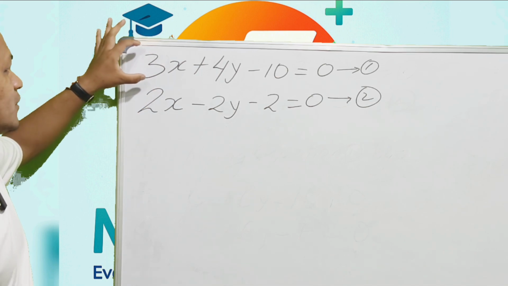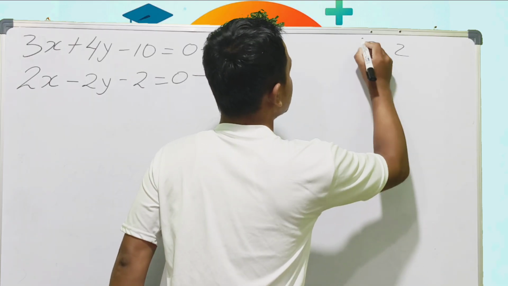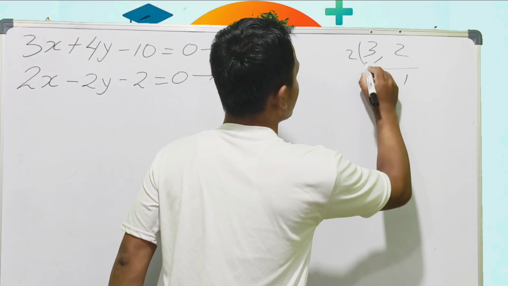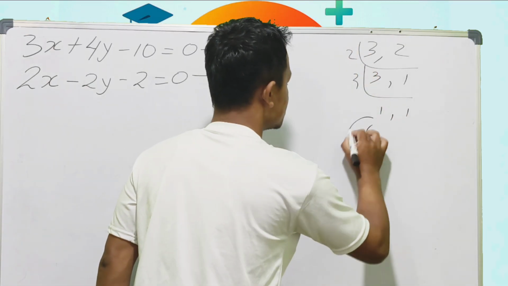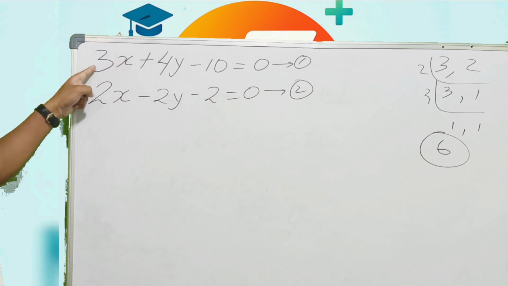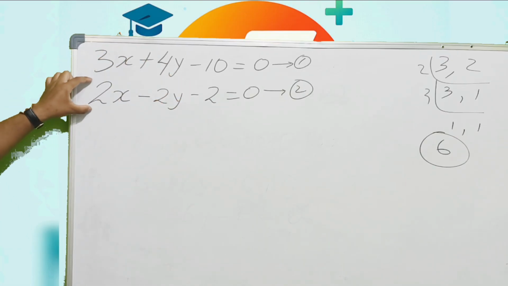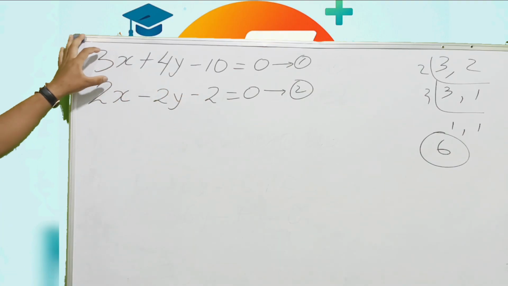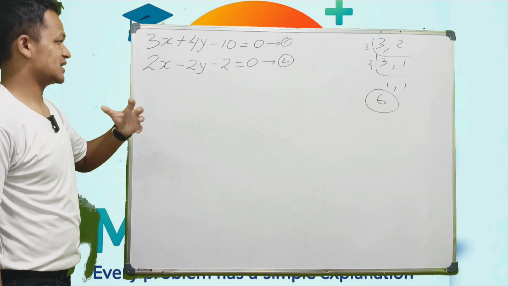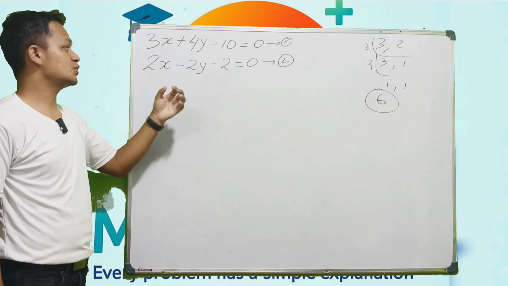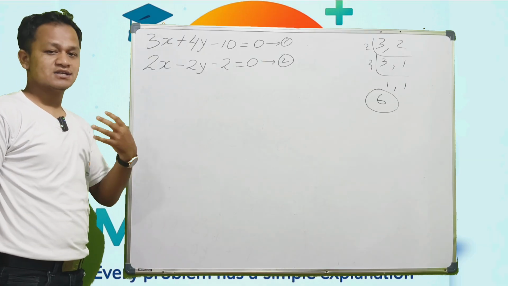In order to make them equal, we find the LCM of 3 and 2. The LCM of 3 and 2 will be 6. So we have to multiply 3 by a number to get 6, and multiply 2 by a number to get 6. So 3 multiplied by 2 and 2 multiplied by 3 gives 6. So let us write: multiplying equation 1 by 2 and multiplying equation 2 by 3, and after that we can subtract them.